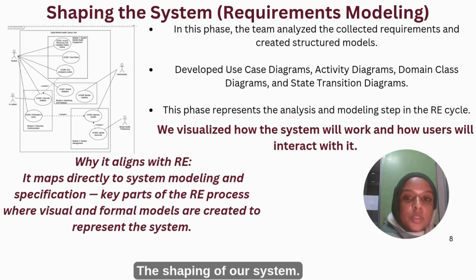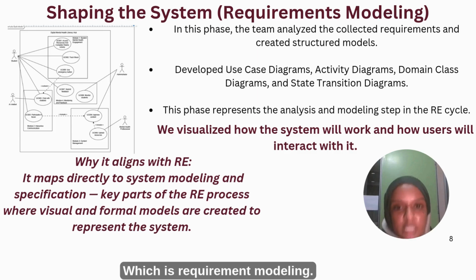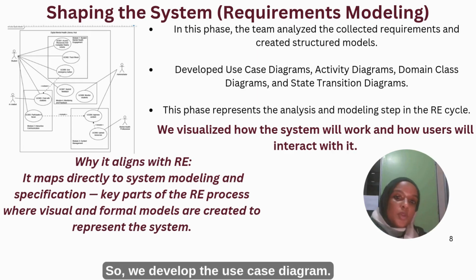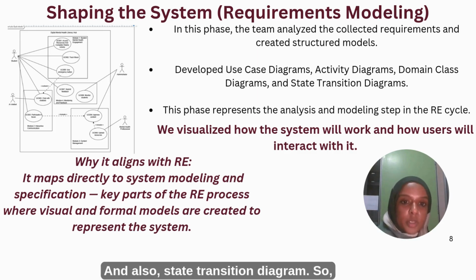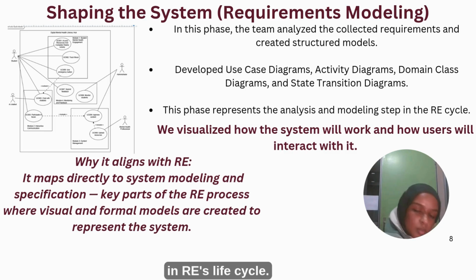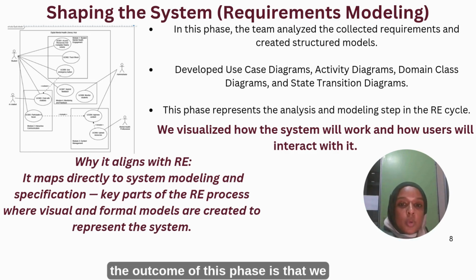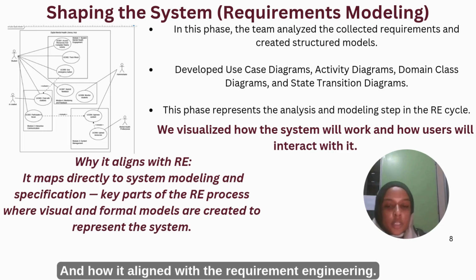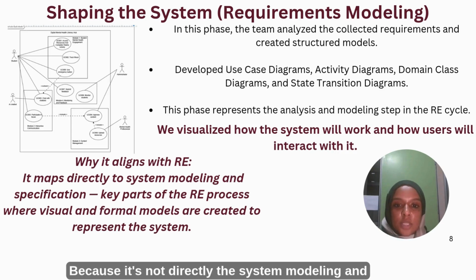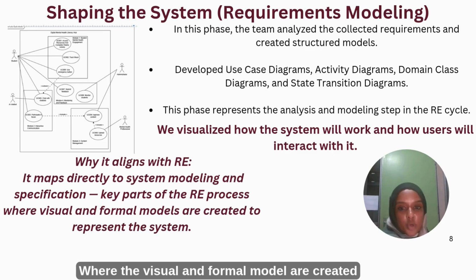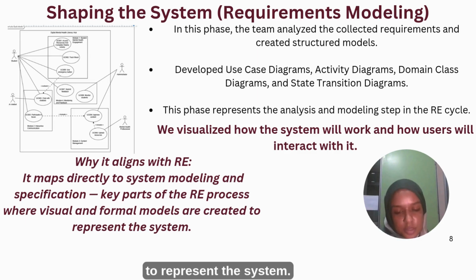Next, the shaping of our system, which is requirement modeling. In this phase, the team analyzed the collected requirements and created structured models. We developed a use case diagram, activity diagram, domain class diagram, and also a state transition diagram. This phase represents the analysis and modeling step in the RE life cycle. The outcome is that we visualize how the system will work and how the user will interact with it. It aligns with requirement engineering because it maps directly to system modeling and specification, a key part of the requirement process where visual and formal models are created to represent the system.